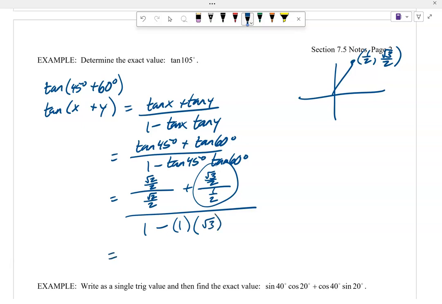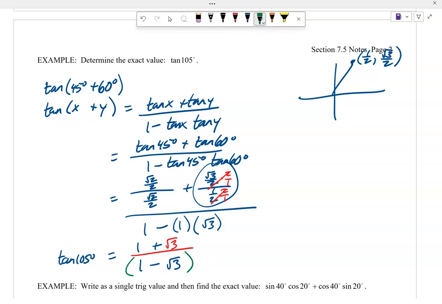Okay, so what we got is 1 plus, again, I simplified this. This is 2 over 1, root 3 over 1 minus 1 times root 3, root 3. That's what the tangent of 105 is. But I got to clean this up a little bit. I got to rationalize it. I don't want to have a radical in my denominator, an irrational.